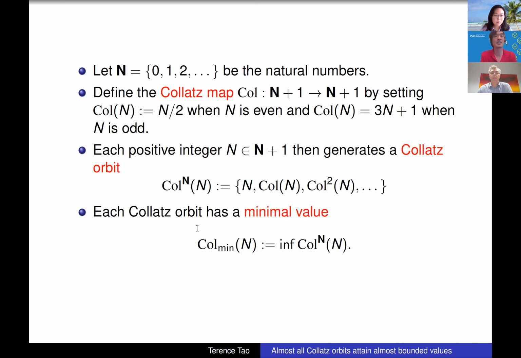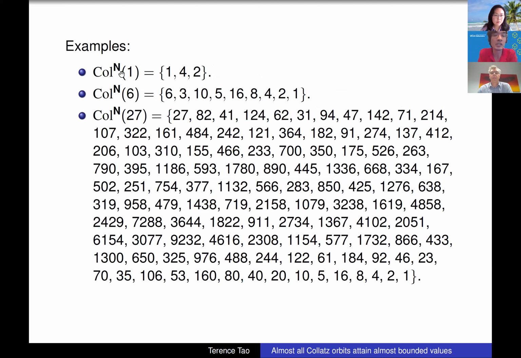Okay, so if you start, for example, with 1, 1 is odd, so you multiply by 3 and you add 1 and you get 4. 4 is even, so you divide by 2, you get 2. 2 is even, you divide by 2, you get 1, but you already have 1. So the orbit just cycles back and forth, 1, 4, 2, 1, 4, 2. And so that's the orbit. And so the minimal element of this orbit is 1.